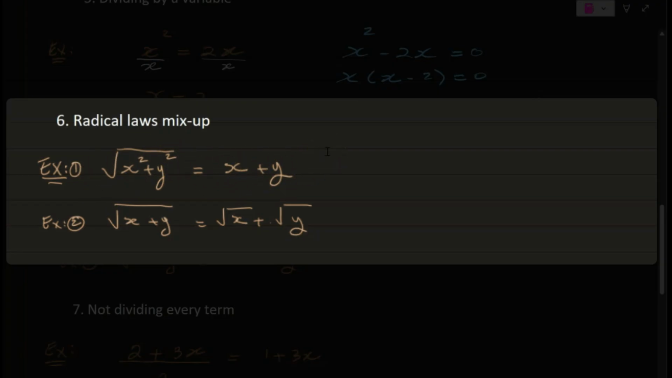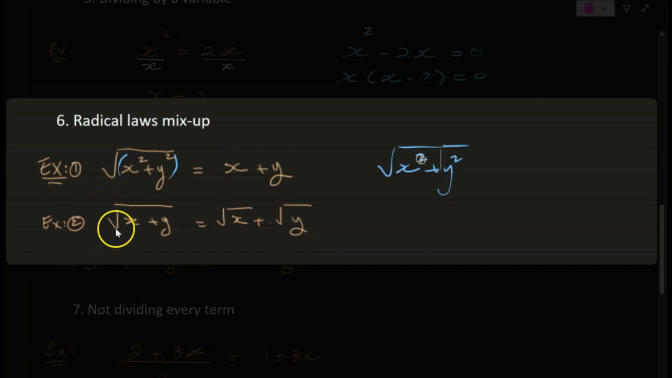Well, that's not true, because x squared plus y squared, this entire thing is the radicand of this radical expression. You cannot do what is written right here. So to solve this, there is nothing you can do except leaving it alone. That's what it is. You've got to leave it alone. There's nothing you can do about it. This operation is not correct. You do not do that.